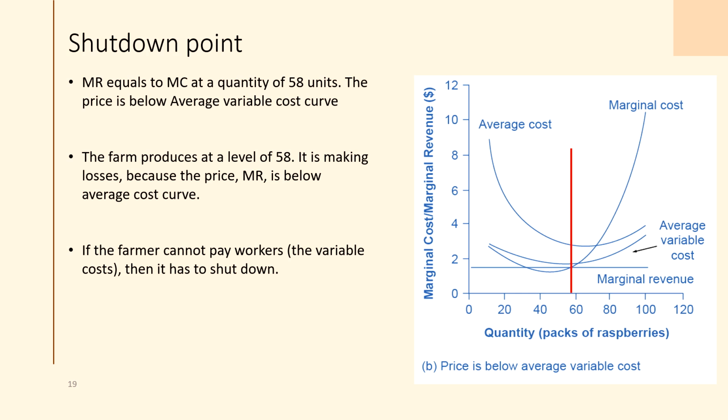By shutting down, the firm stops producing and avoids paying variable costs. The firm will still incur fixed costs, but those costs cannot be avoided anyway. So the key takeaway here is that the shutdown decision depends on whether price is above or below average variable cost. If the price is above average variable cost, the firm continues operating. If price is below average variable cost, the firm shuts down.